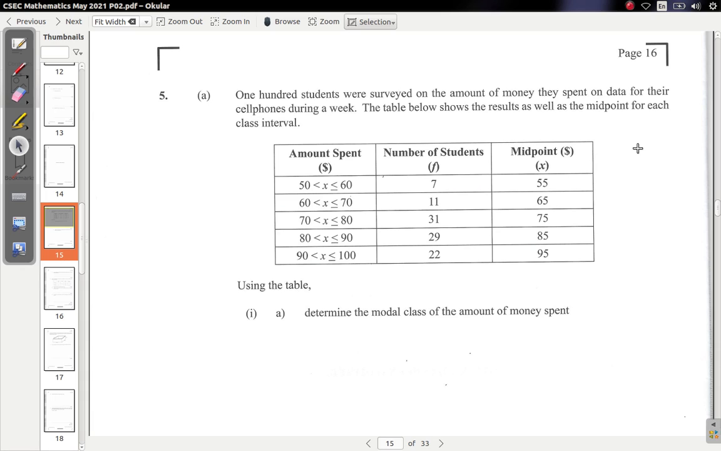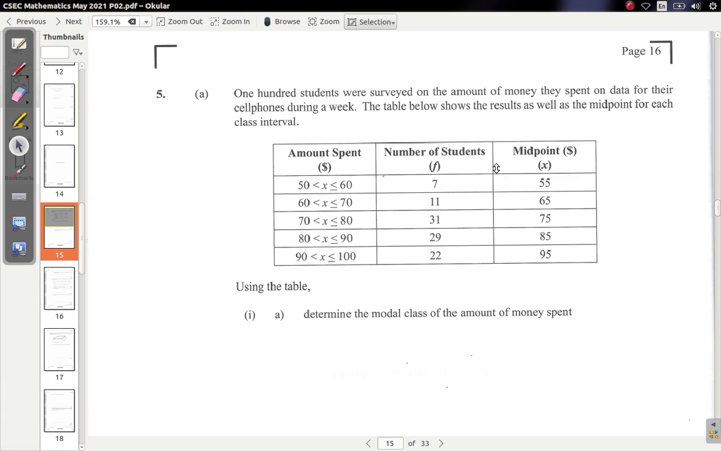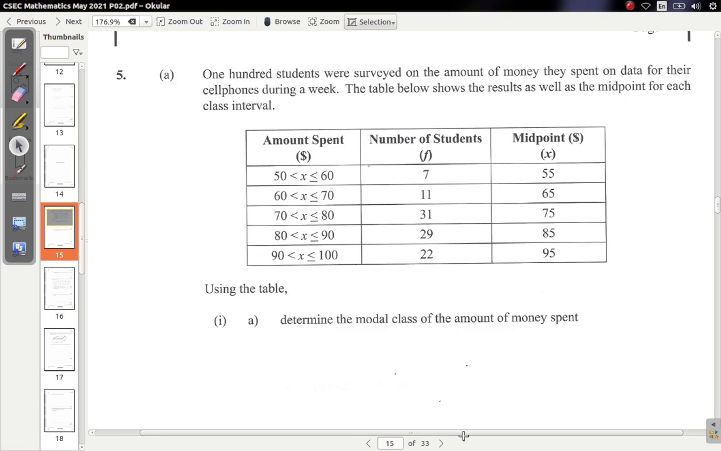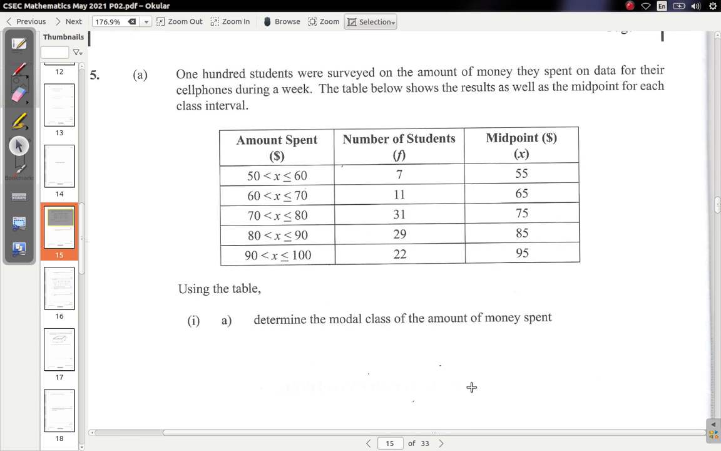It said 100 students were surveyed on the amount of money they spent on data for their cellular phone during a certain week. And data is expensive, though. But if you spend money on data, make the sacrifice. But anyway, during a certain week, the table below shows the results as well as the midpoint of each class interval.